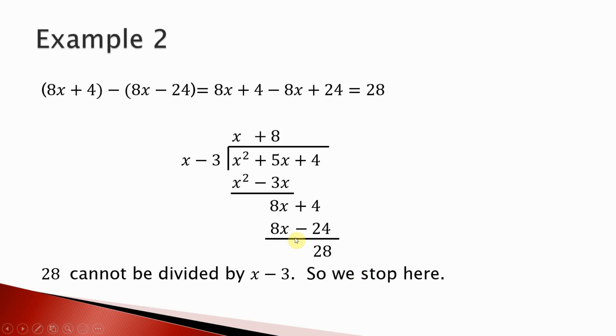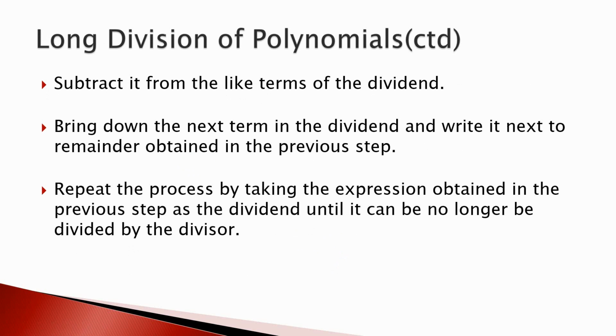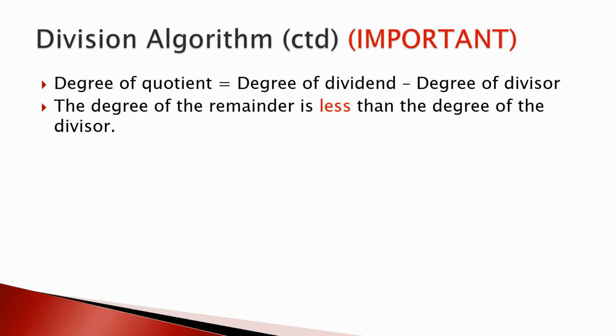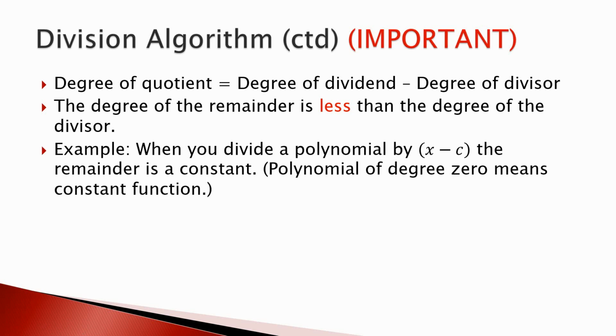So if we have stopped, that means we cannot divide, and what we have here has less degree than the divisor. The remainder must have less degree than the divisor, otherwise you can divide it further. So the degree of the remainder is always less than the degree of the divisor, otherwise you can divide it further.